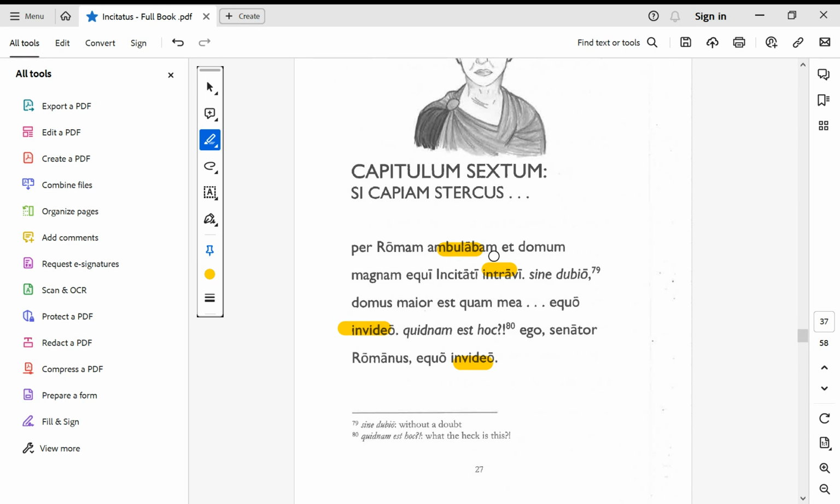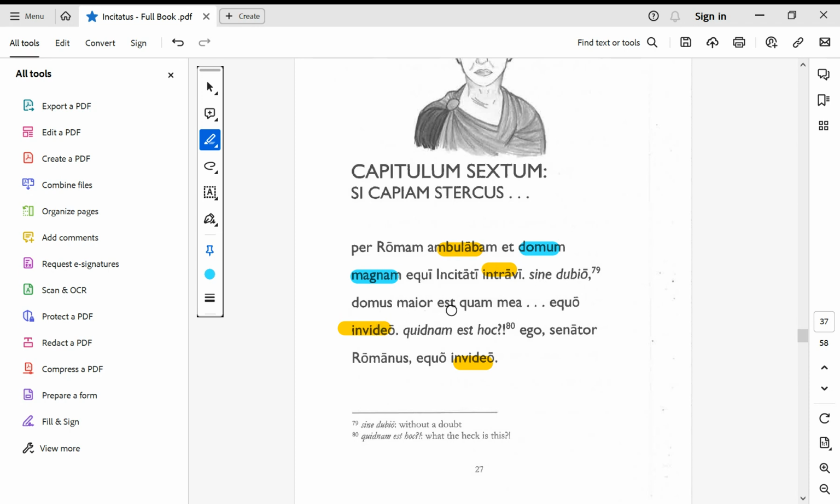Then we need to start figuring out who it's happening to, right? So per Romam ambulabam. I was walking through Rome. Well, there's no real direct object there. There's nothing for it to receive, just saying I am walking. So I'm going to switch to blue here. We're going to be looking for things in the accusative case, or in the case of the verb invideo, dative case. But I see here domum magnum. Okay, tells us I entered the big house. And I know these are accusative because they both end with M. The big house. Sine dubio is that little phrase we've seen a lot, means without a doubt.